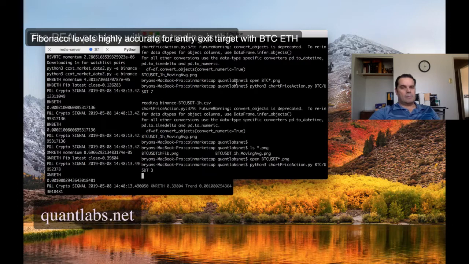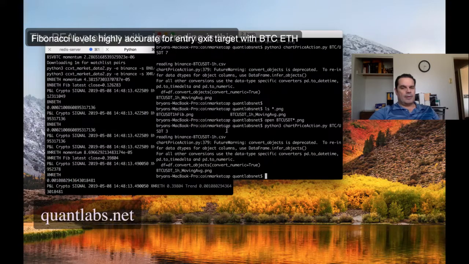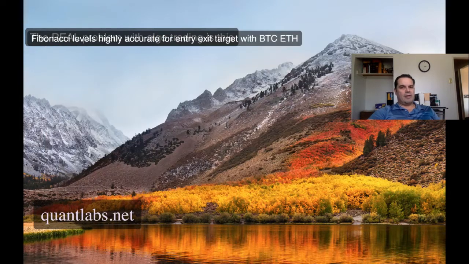3 days. So again, this is Bitcoin. Bitcoin's been performing pretty well. I don't know why it's so slow. Maybe it's the recording. I don't know. There we go. Okay, so now I'm going to look at it again. And there's two charts. This is now for 3 days.